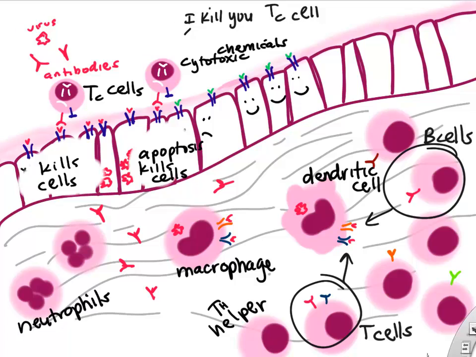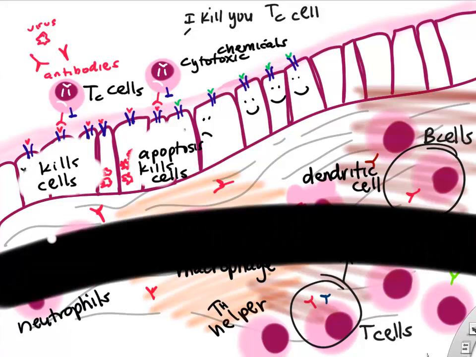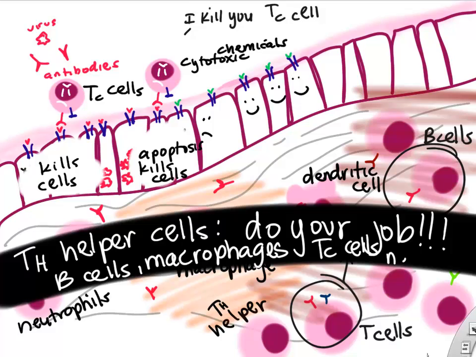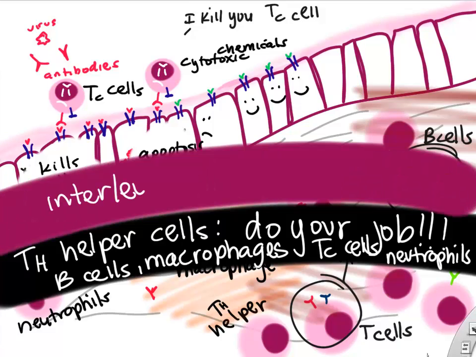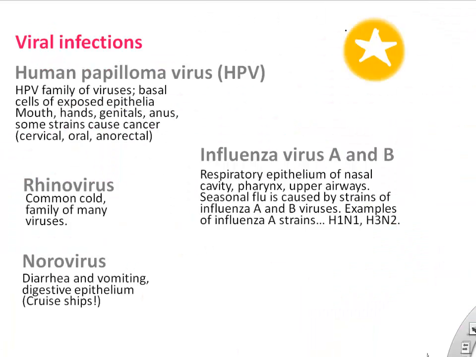The helper T cells will simply release immune chemicals like interleukins and interferons that tell all the other immune cells to do their job better. It tells B cells, macrophages, cytotoxic T cells, even neutrophils to do their job. It does this by releasing chemicals called interleukins and also interferons. Some of these immune chemicals are going to travel to your brain and your hypothalamus and cause you to have a fever.